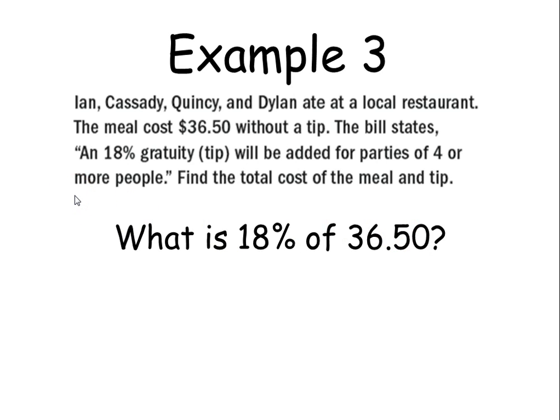We have to figure out, well, what is 18% of $36.50? And once again, once we have this, we're right back in a spot where we were with the first couple of examples on the other video, where we have to change this into a math equation. So what? Well, we don't know what number is 18% of 36.50. We don't know what number, so the what is going to be a variable.